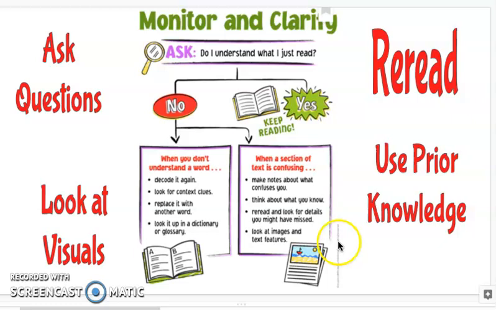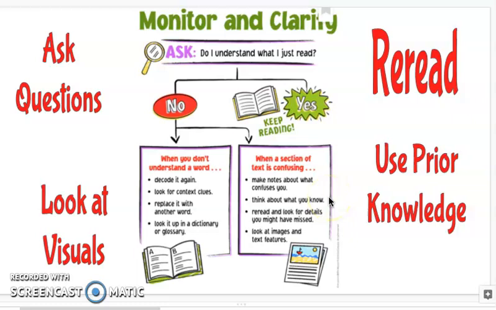Now, over here it says when a section of the text is confusing. So you know all the words, but you're like, but I don't understand what it means. So when you find it a little bit confusing, it says you might take notes about what confuses you. Sometimes when I'm reading something and I'm not really sure about it, I take a highlighter and I just highlight what I don't understand. That way I can come back later and I can say, when I kept on reading, did I understand or do I still need to get some clarification of what I just read? Do I need to clarify it?